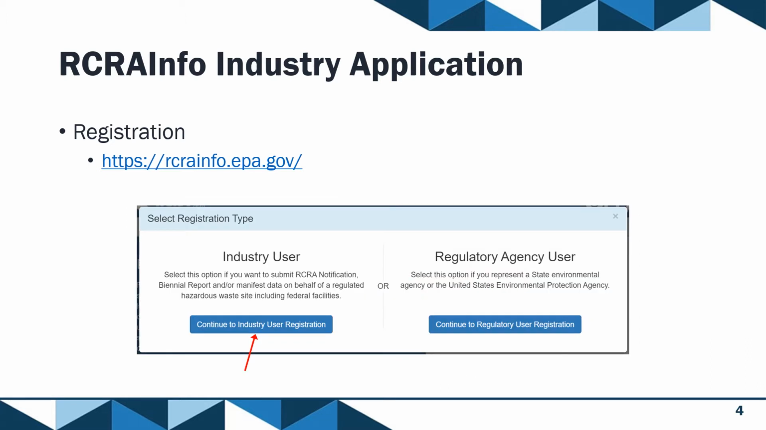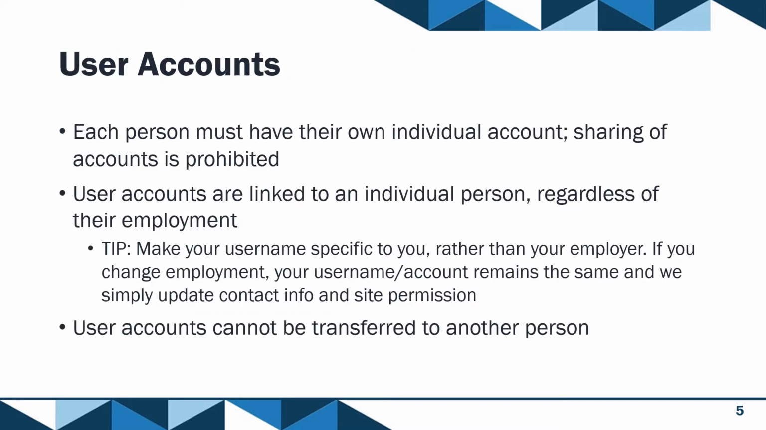So once you've clicked the Register button, the system will prompt you with two options: the industry user or the regulatory agency user. All of you will choose the industry user registration. Regulatory agency users are for DNREC and EPA employees, and unfortunately, if you create a regulatory user account, I don't have any way to convert it to an industry user account, so I'll have to deny the request and you'll have to start over. So again, we're going to click Continue to Industry User Registration.